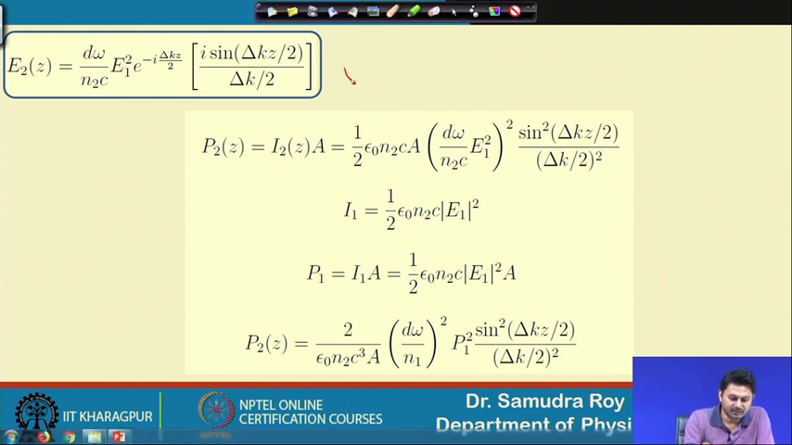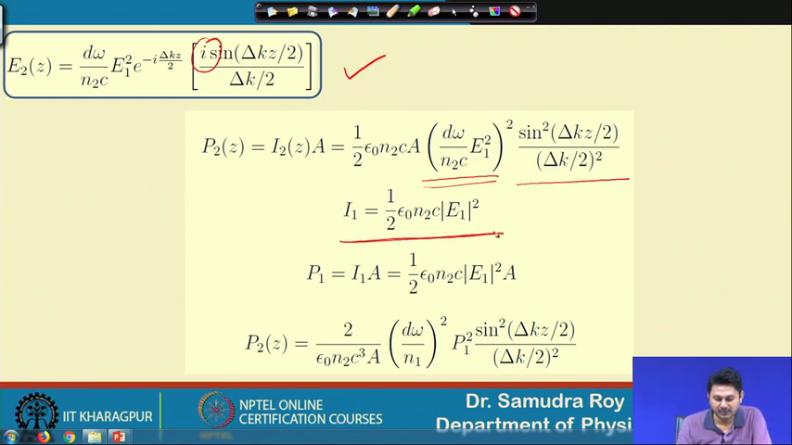So, if I do, let us find what value we are getting. E2 is this that we have already calculated, and we just put this value here. Since it is a mod square, this i I am going to absorb, so there will be no i, and we will have sine of delta k z by 2 and then delta k by 2 whole square term, and this term is already there. So, we will have a square of that. So, intensity of 1, if I try to write in terms of intensity and power, gives the relationship between the power of the second harmonic and the first harmonic. E1 is sitting here.